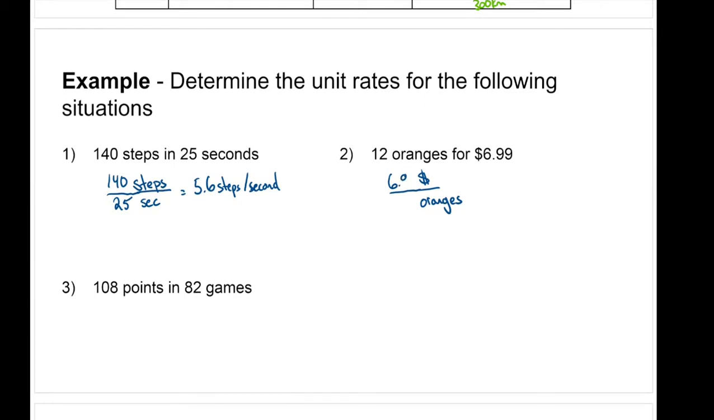So $6.99 divided by 12 gives us $0.5825. We can round that to 0.58 or 58 cents dollars per orange. So again, that's a little bit easier to understand, right? It might be easier to visualize or understand or compare what's the cost per orange rather than how many oranges can I buy for $1.